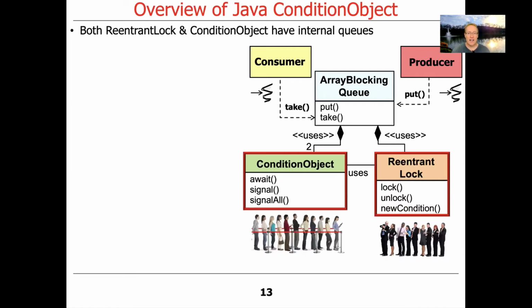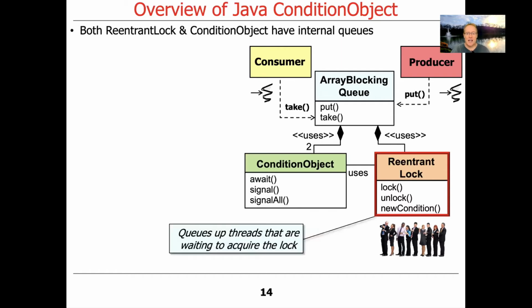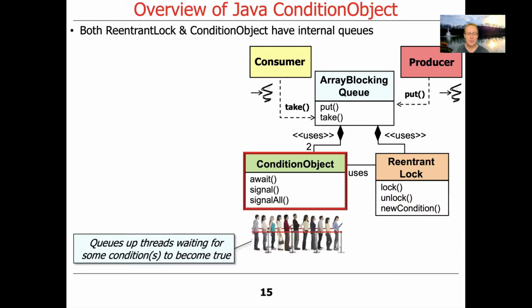Both reentrant lock instances and condition object instances have internal queues, and those are separate queues, and they're used for somewhat different purposes. So you can see here, we show the queues for each of the different types of locks. The reentrant lock uses a queue to have threads park themselves that are waiting to acquire the lock. So that's where they're going to go and suspend themselves and become dormant when the lock is being used by some other thread. And that thread will typically hold that lock for a hopefully fairly short period of time.